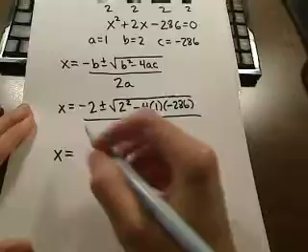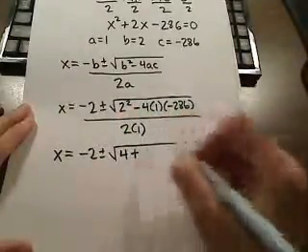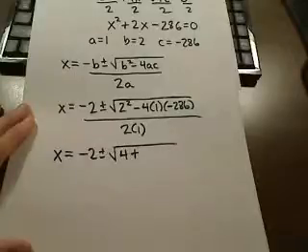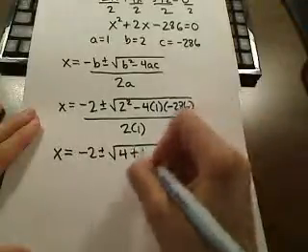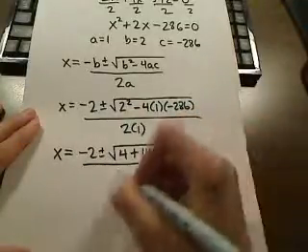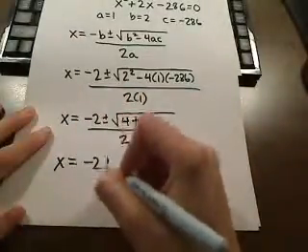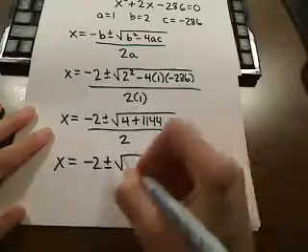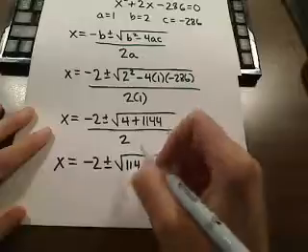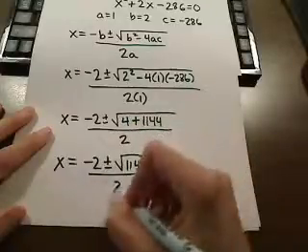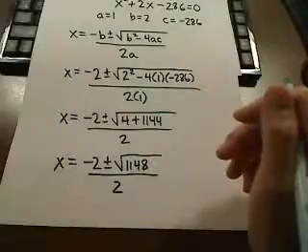Okay, so this becomes the square root of 4 plus 286 times 4, and the reason it's plus is we have 2 minus signs there, so this is 1144, and that's over 2. So this is negative 2 plus or minus the square root of 1148, all over 2.